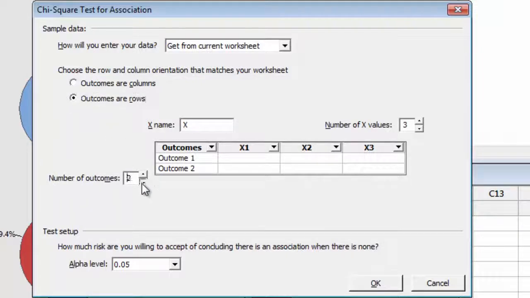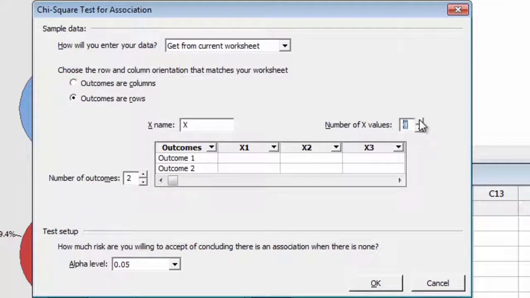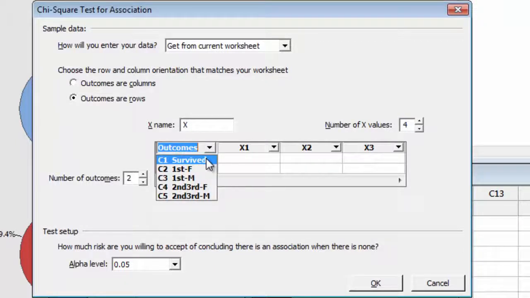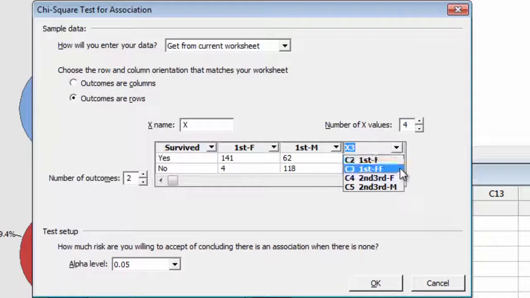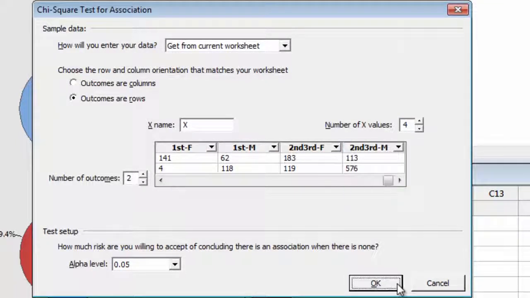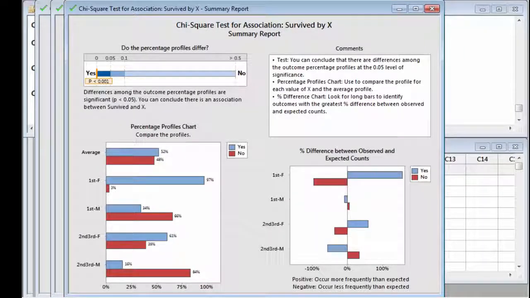We have 2 outcomes and 4 X values. Select the appropriate columns to complete the dialog box. The assistant produces a report card, a diagnostic report, and a summary report that gives you the test results without a lot of statistical terminology. You don't need a statistical background to understand this output.